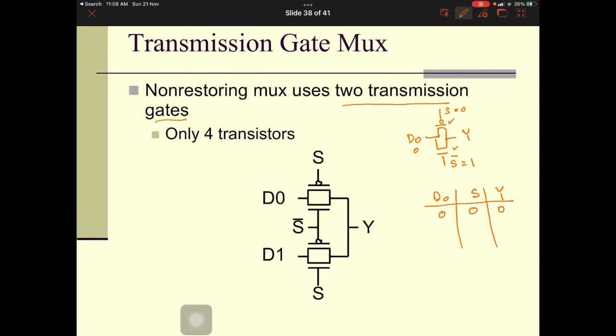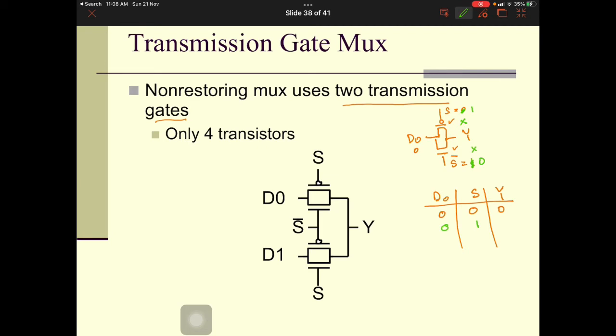Okay, let's look at what will happen in the next instance. So if you have 0, 1, okay, here everything is the same except for S equals 1 and S bar will be equal to 0. In this case, the NMOS will turn off and the PMOS will also turn off.